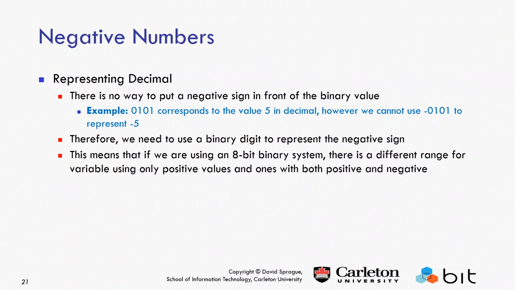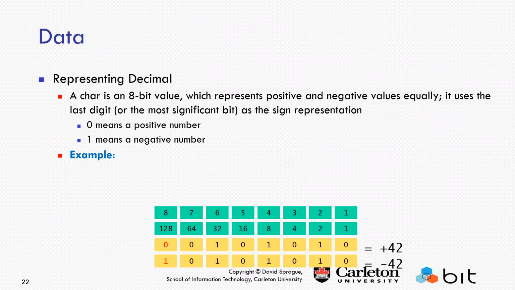So if I have 0101 corresponding to 5, I can't put a negative sign in there to represent negative 5. So what if I put a fifth bit in there? I would have 10101 representing negative 5 and 00101 to represent 5. So essentially, whether I have that first bit on or off tells me if it's a negative or a positive. Or maybe I need to do some radically different approach.